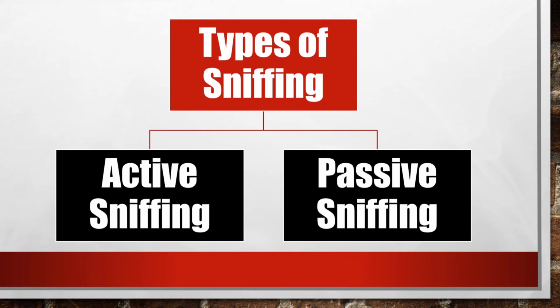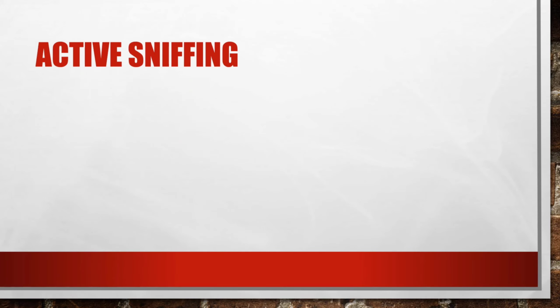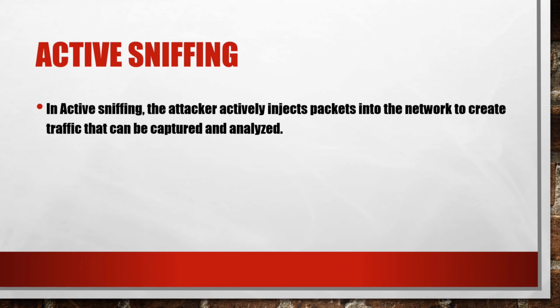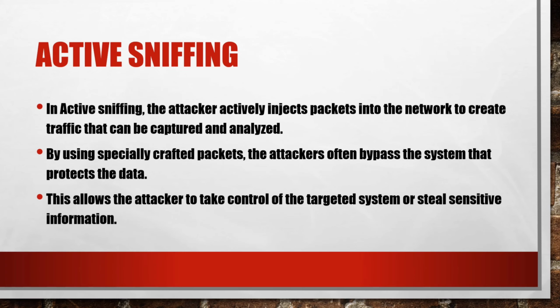Now, there are two types of sniffing attacks. We have the active sniffing and passive sniffing, which I will be covering in the next coming slides. So what is active sniffing? Here, an attacker actively injects packets into the network to create traffic that can be captured and analyzed. By using these packets, the attackers often bypass the system that protects the data. This lets the attacker take control of the system and steal sensitive information.